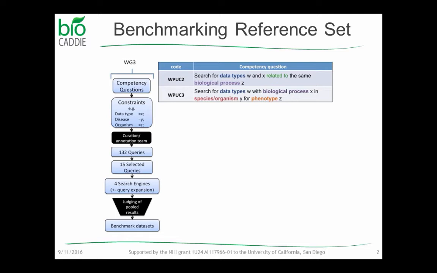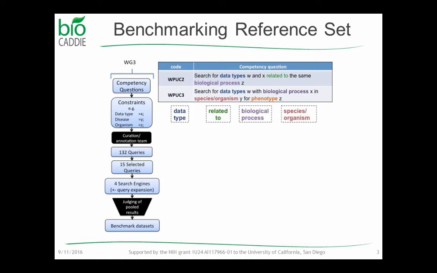So the idea with the reference set was to develop a set of annotated data sets that could be used to judge whether or not an information retrieval system had found things that responded to specific user needs. Our starting point for the process was a set of competency questions that emerged out of Working Group 3, and I've illustrated some of those up here. Within these competency questions, Working Group 3 highlighted the different sorts of constraints that are important to meet user needs for data set retrieval.